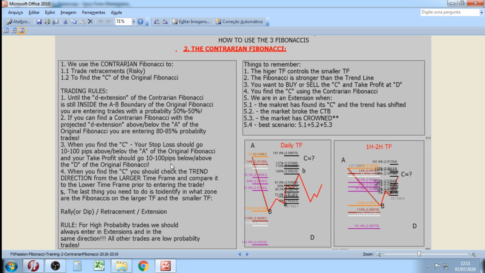And you have the same rule, everybody. For high probability trades, we should always enter in extensions and in the same direction. And all other trades are low probability trades. So let's go step by step. Number one, as long as the D extension of the contrarian Fibonacci is still inside the AB boundary of the original Fibonacci, you are entering trades with the probability 50-50.